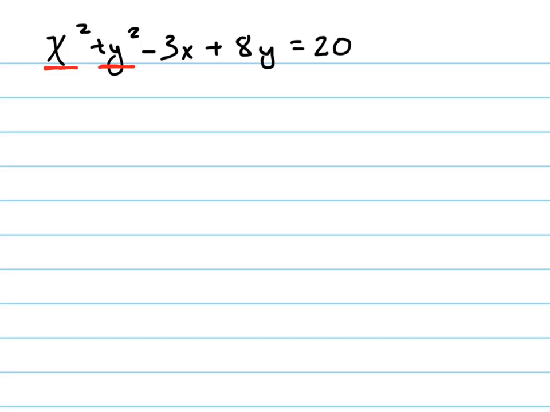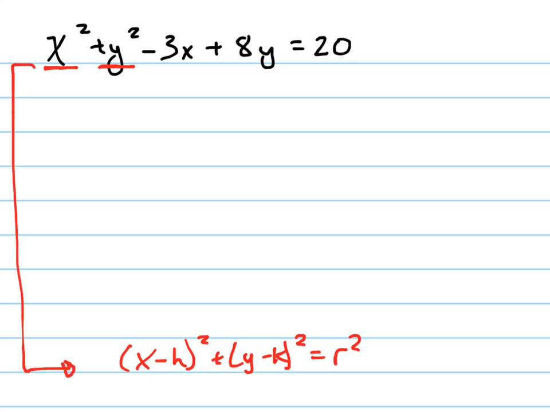And I'm going to put it in the form, I'll write it down here, (x minus h) squared plus (y minus k) squared equals r squared. So I'm going to turn this equation into this type of equation, and then my center will be (h, k), and r is my radius, which we've talked about before.